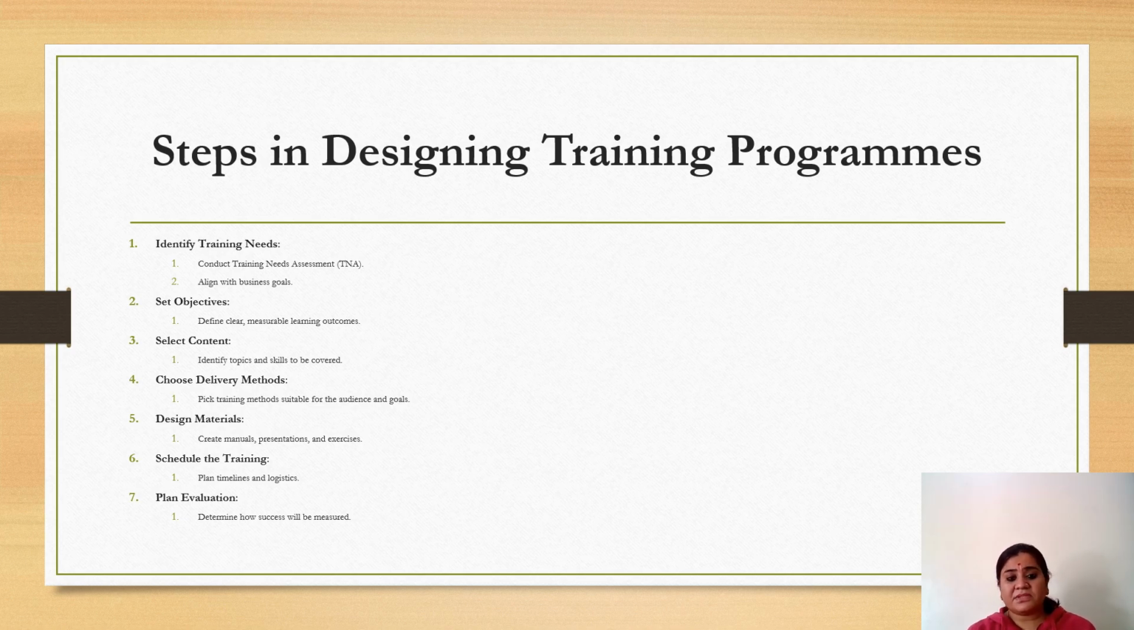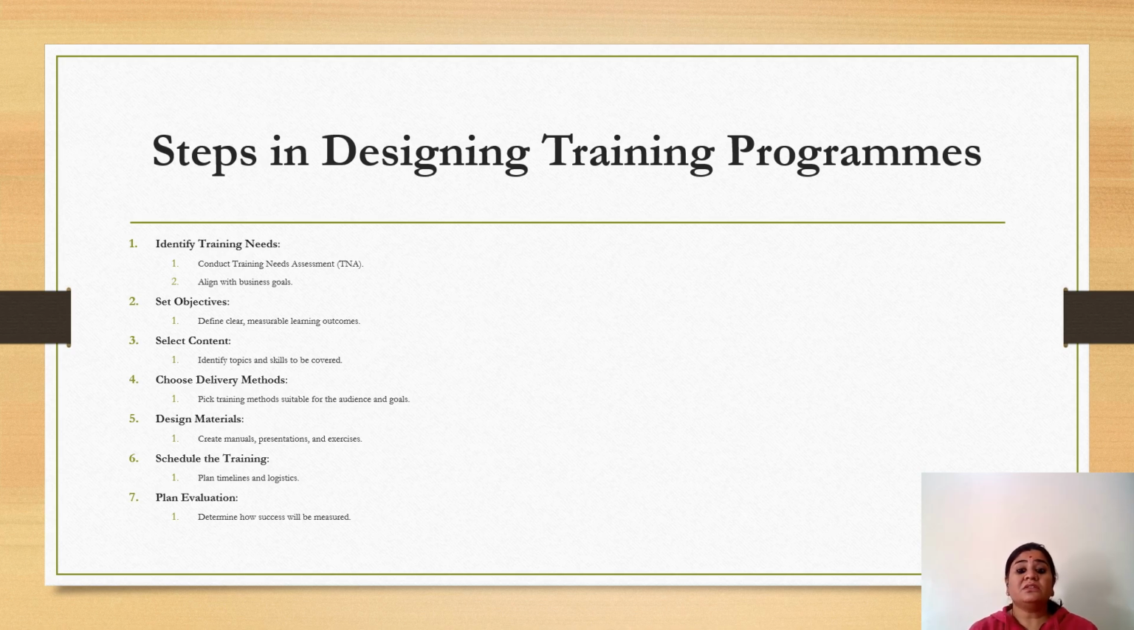Then we can set some objective. When we set some objective, it clearly defines measurable learning outcome. Objective should be specific: what learner will know or be able to do after the training. Then they should also focus on select content because it identify the topic and skills to be covered in the training. It even ensures that the content is relevant to both employee roles and organizational goals.